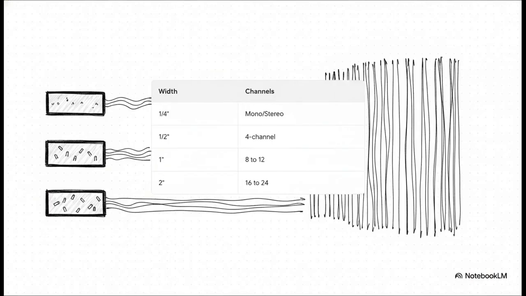All right, Section 3, Mechanics of the Machine, inside the tape recorder. If we really want to understand why tape sounds the way it does, we got to pull back the curtain on how these things actually work. Tape is basically millions of tiny magnets. We call them domains, sitting on top of a polyester strip.